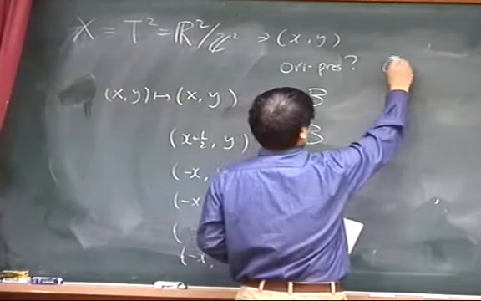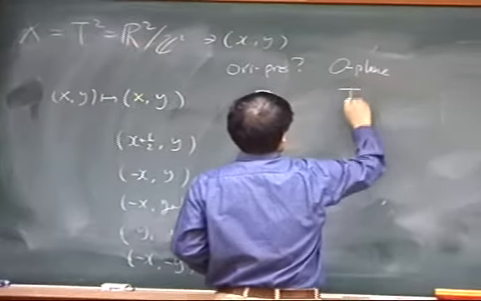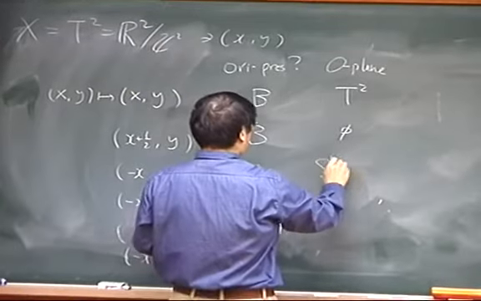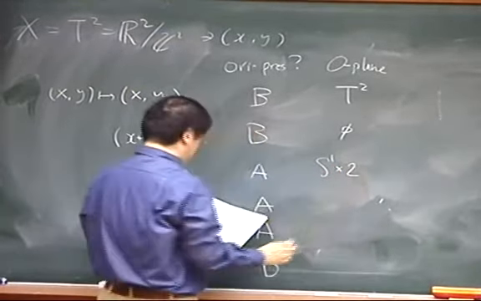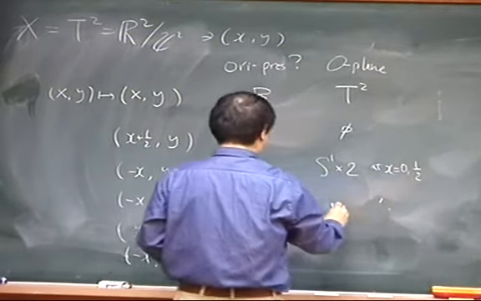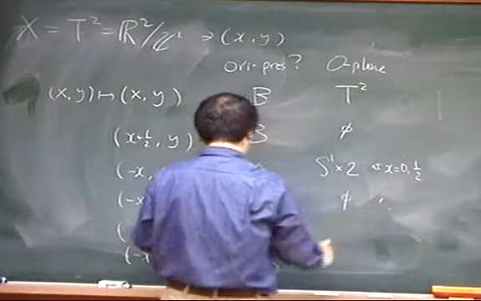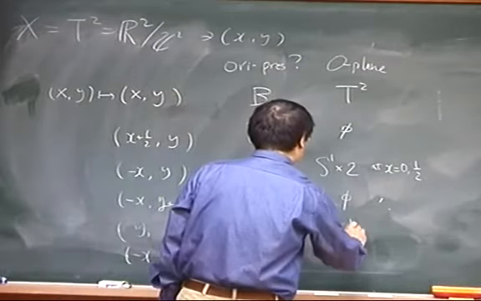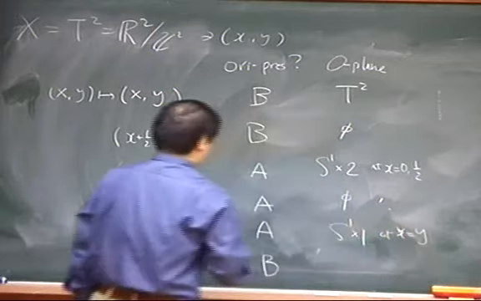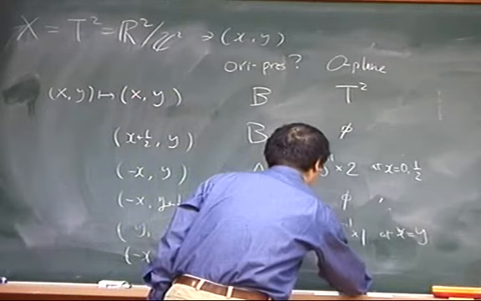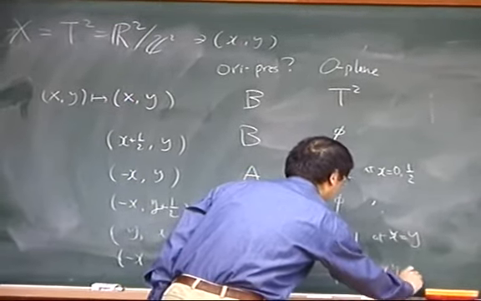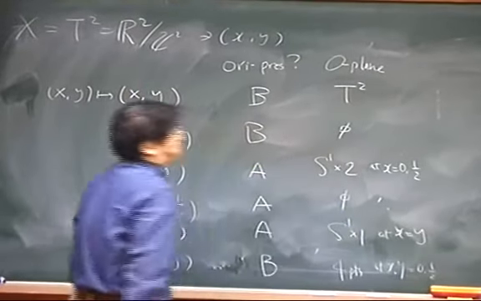And the O plane is the entire T2, and there's empty, and this is empty. Two S1s at X equal to 0 and 1/2, and empty, and this is one S1 at X equal to Y, and 4 points at X and Y equal to 0 and 1/2.